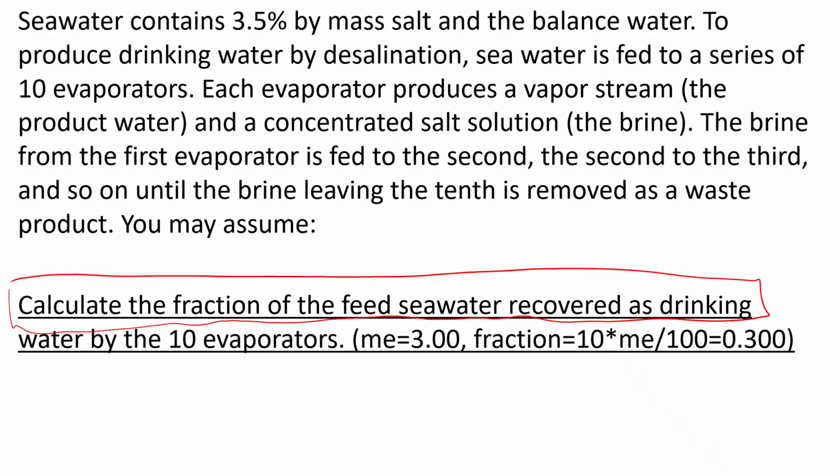What we should find is that the mass flow rate of water evaporated is 3 for each of the 10 evaporators. So the fraction of the seawater that we recover as drinking water is the total flow rate of the evaporated water, which is 10 times the flow rate from each, divided by the seawater feed, which is 100. If we take 10 times 3, which is the ME, we get 30. 30 over 100 is 0.3. So let's go through that process.